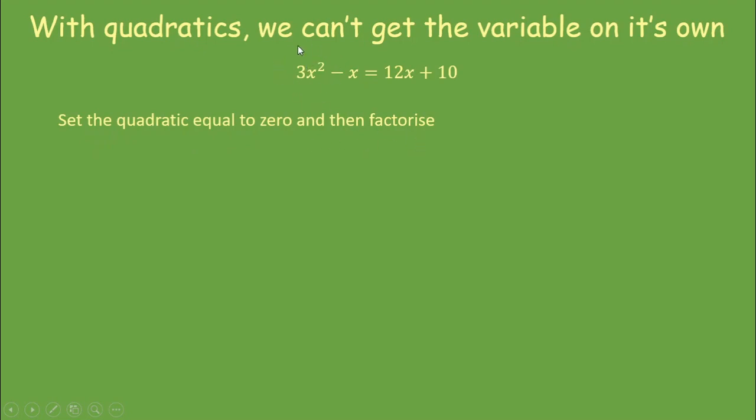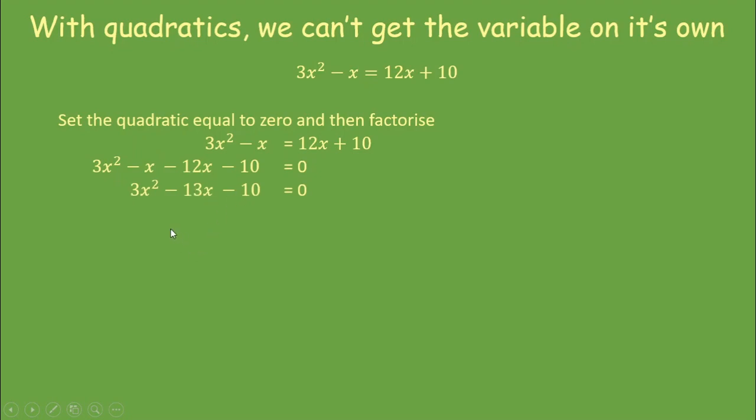So since I've got my x squared term on the left-hand side, I don't want that to be made negative, so I won't move it over to the right-hand side. Let's move everything over to the left-hand side. So I'm going to end up with 3x squared minus x minus the 12x minus the 10. Remember, if it was positive on this side, it's negative on that side. If it were negative on this side, it would be positive on that side. Okay, simplifying this, I've got 3x squared minus 13x minus 10.